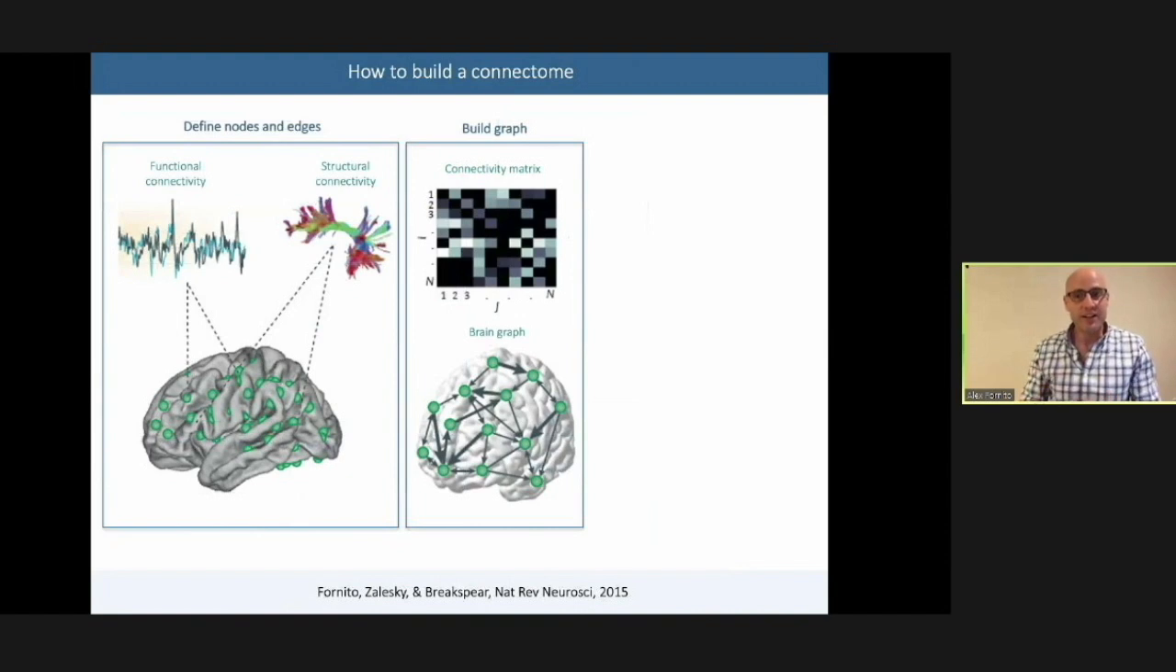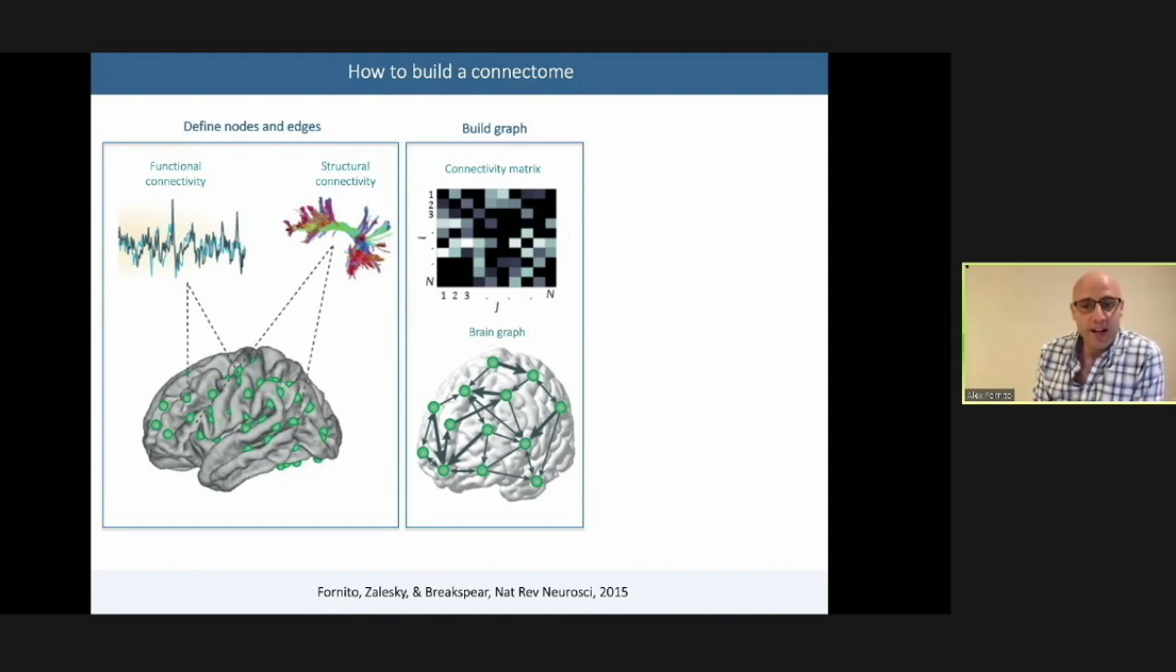But assuming that you're happy with your pre-processing pipeline and that you've mapped connectivity between every pair of brain regions, you can then represent that connectivity in the form of a matrix where each row and each column encodes the type and strength of connectivity between regions. And then from this, we can build a graph-based representation where each region is represented as a node and we draw an edge between nodes if they're connected in some way.